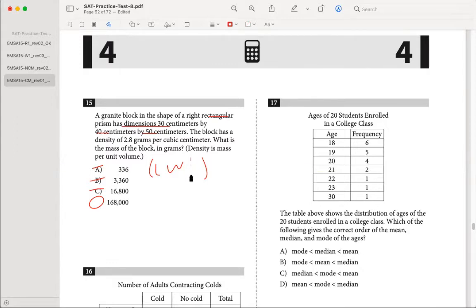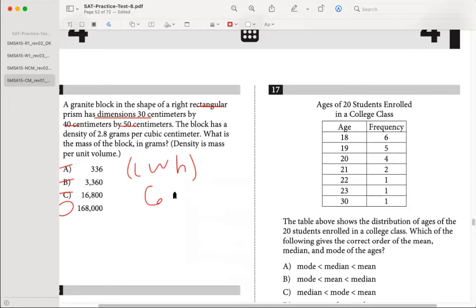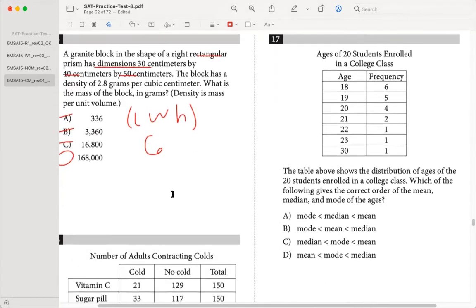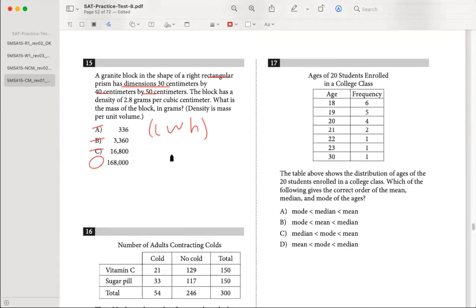So it's supposed to be h. This is really not going right. Okay, so 30 times 40 times 50 will get you the volume. The volume is 60,000. Oh my god, this is really not working, is it? V equals.